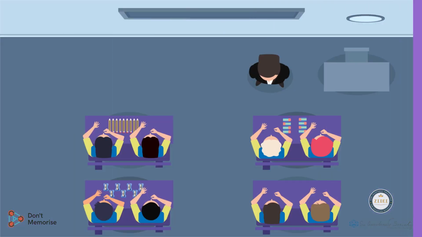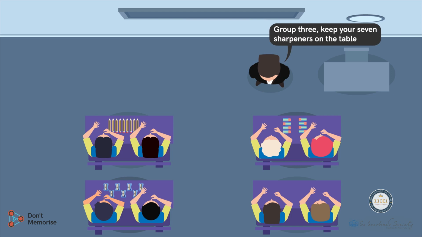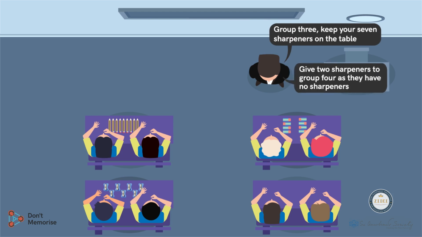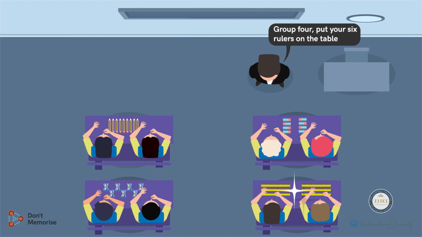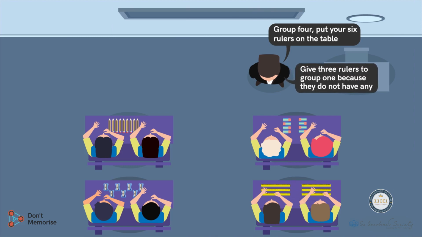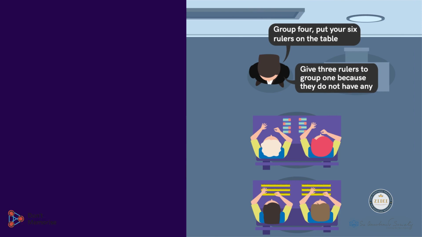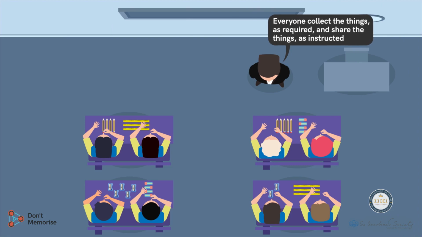Now, instruct group 3 to keep 7 sharpeners on the table. Ask them to give 2 sharpeners to group 4 as they have no sharpeners. Next, instruct group 4 to put 6 rulers on the table and ask them to give 3 rulers to group 1 because they do not have them. Ask the students to collect the things as required and share the things as instructed. Guide the students whenever required.